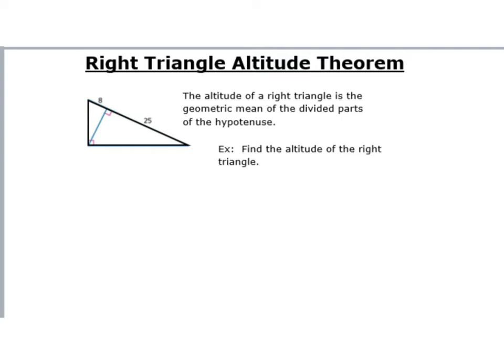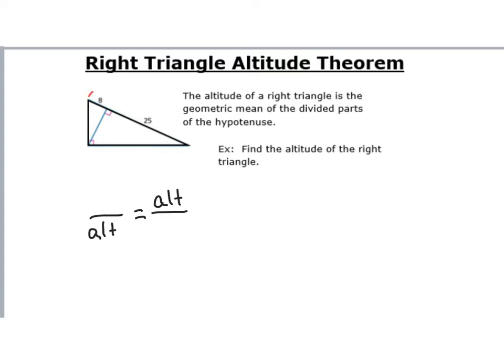My first one says the altitude of a right triangle is the geometric mean of the divided parts of the hypotenuse. So if I break that down, the altitude of a right triangle is the geometric mean. So when I set up my proportion, the altitude is the geometric mean, so that goes here and here. And what is it the geometric mean of? It's the geometric mean of the divided parts of the hypotenuse.